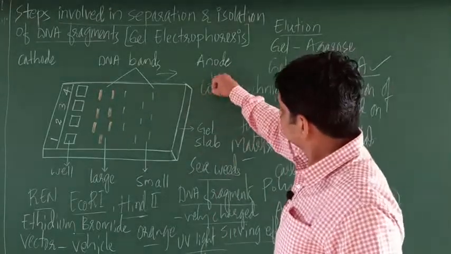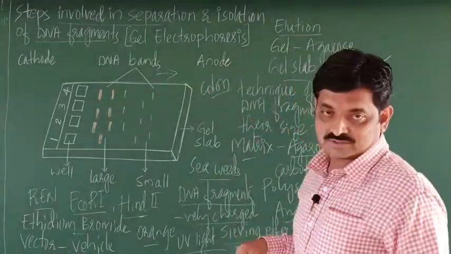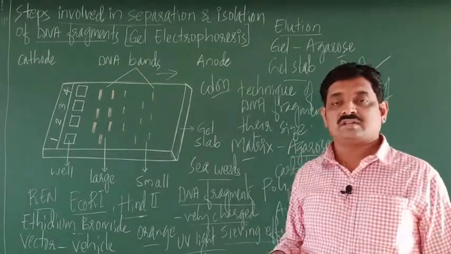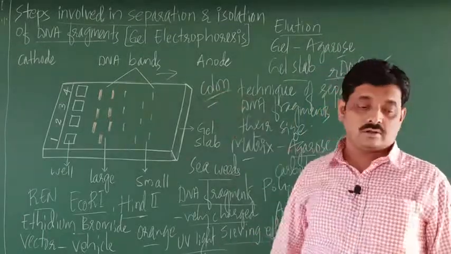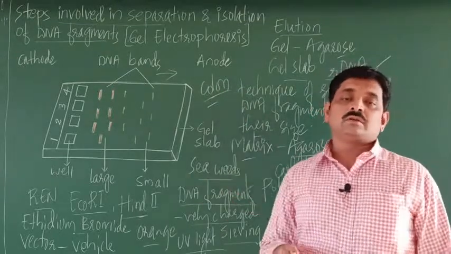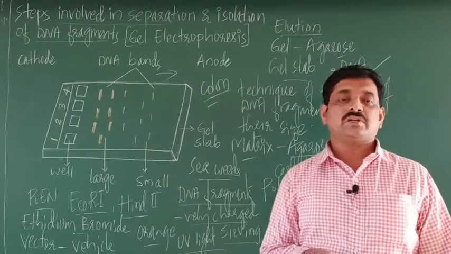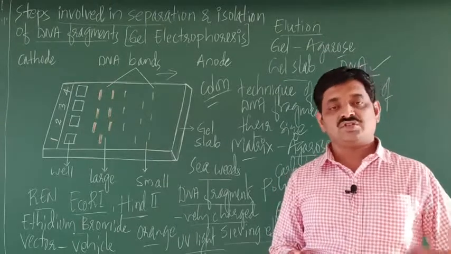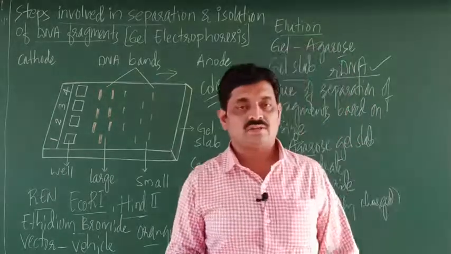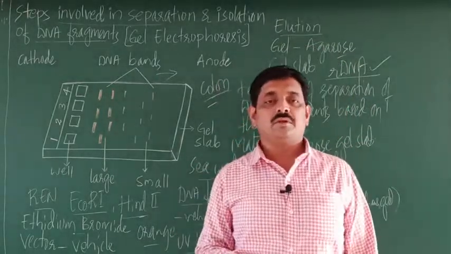Colon means human intestine. These bacteria are found in the human intestine. That's why they are called colon bacteria, right? So E. coli is commonly used as a host cell where gene cloning is done. Cloning vectors we shall consider in the next video.